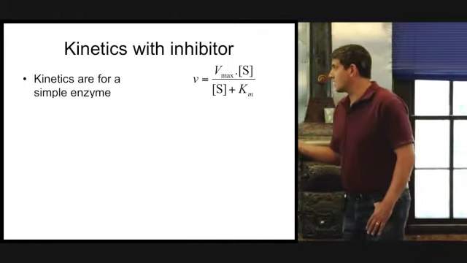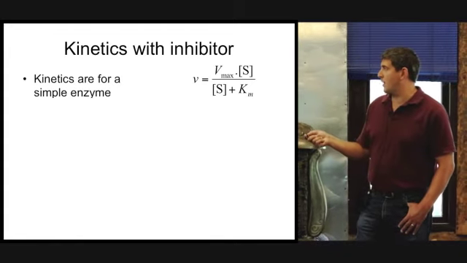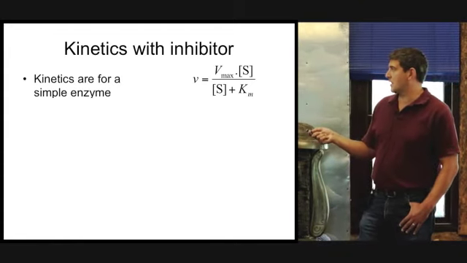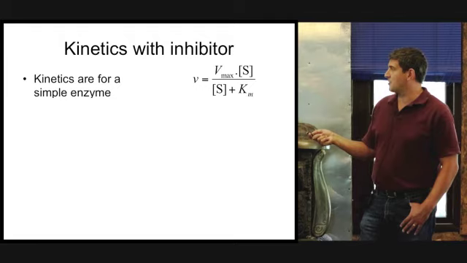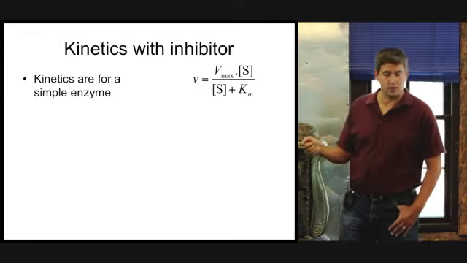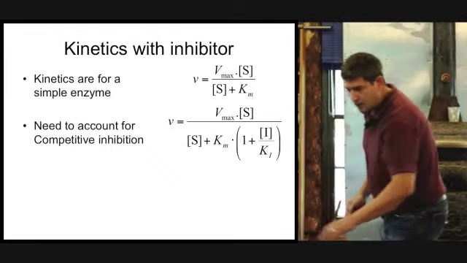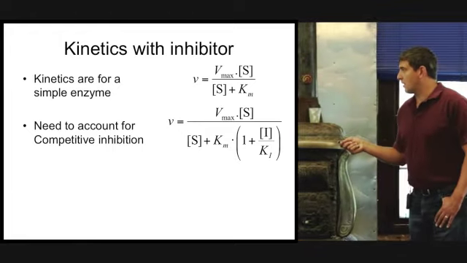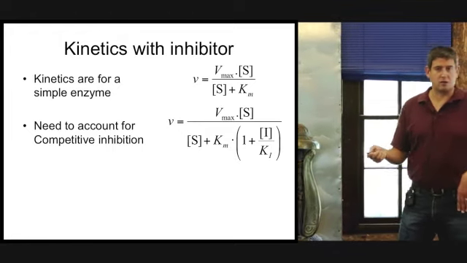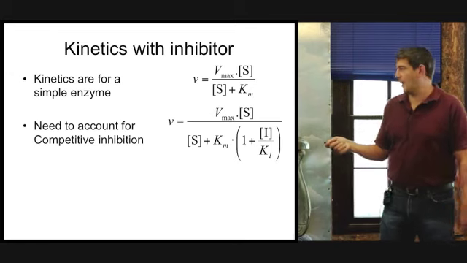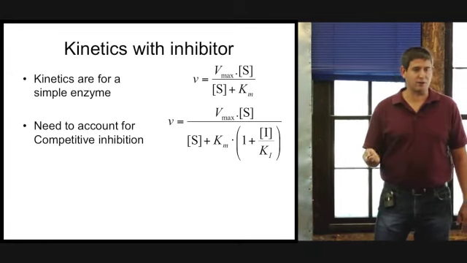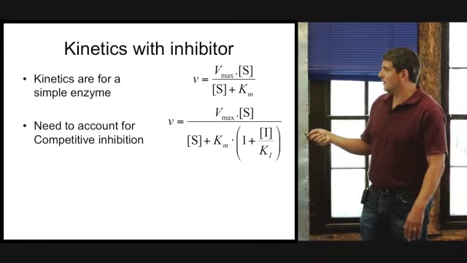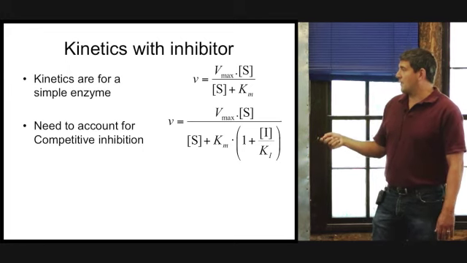So the way you deal with kinetics for a simple enzyme is the rate of the reaction is equal to Vmax times the substrate divided by the substrate concentration plus this Michaelis constant. If you add in the inhibitor, the Michaelis method derived this decades ago, and I'm not going to derive it. I derived it the first year I was here and realized I was never going to do that again. You need to account for competitive inhibition.